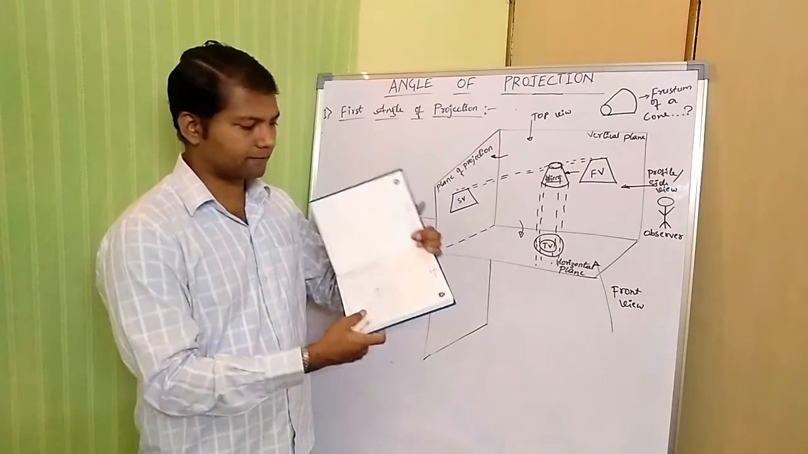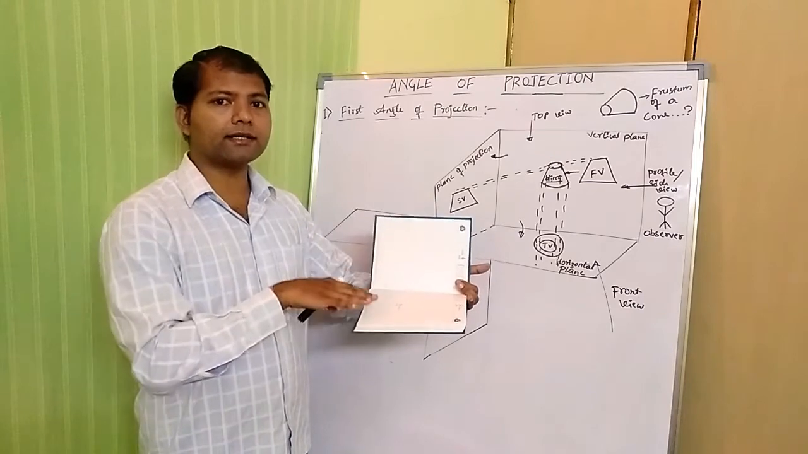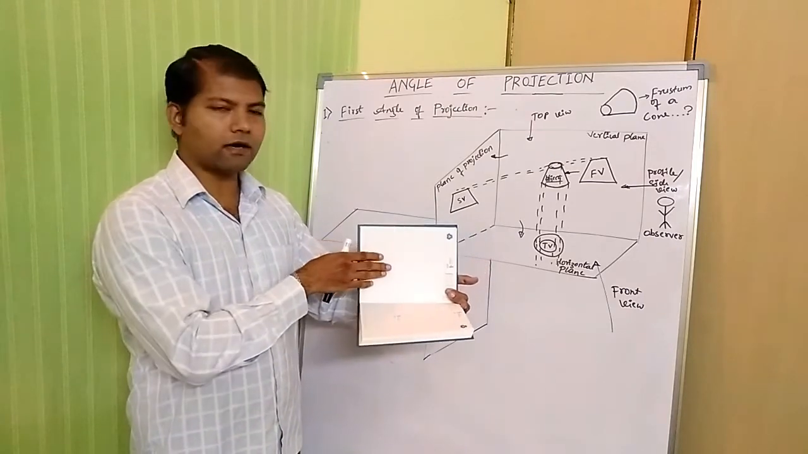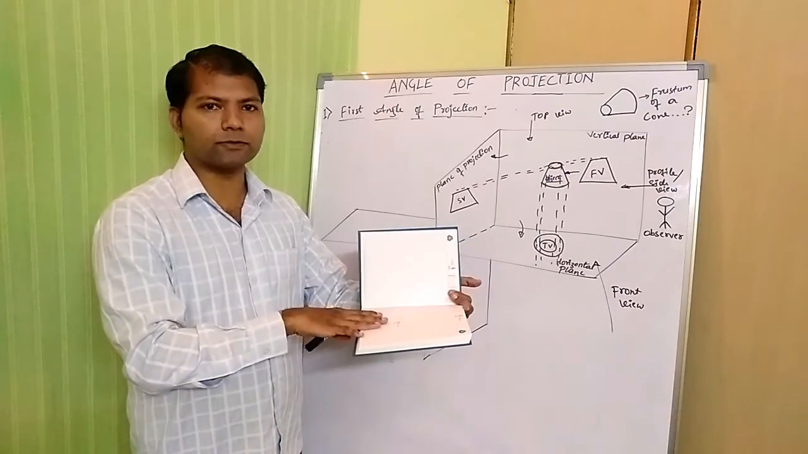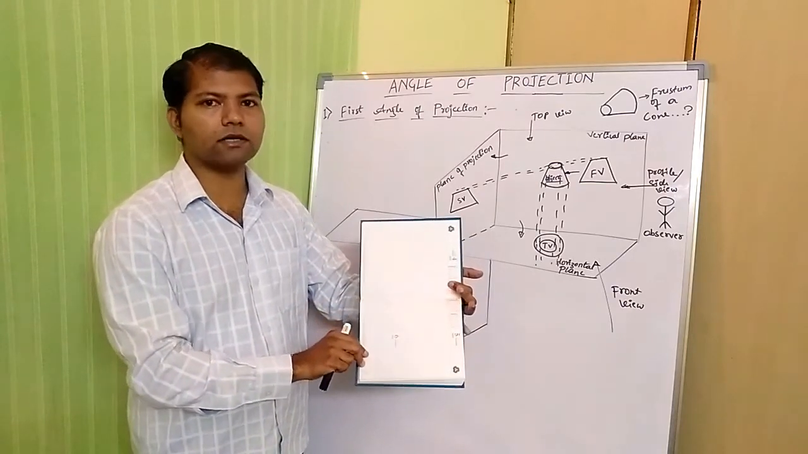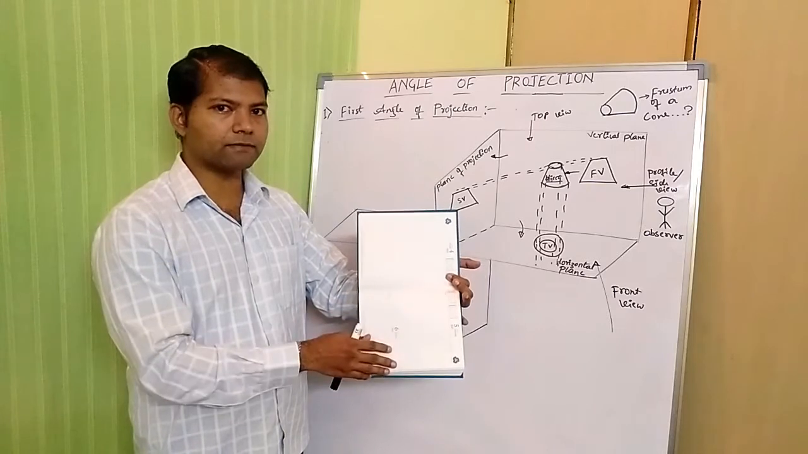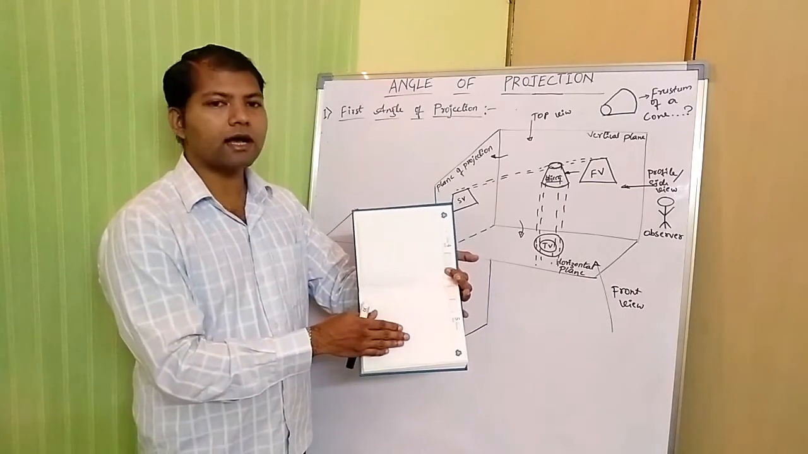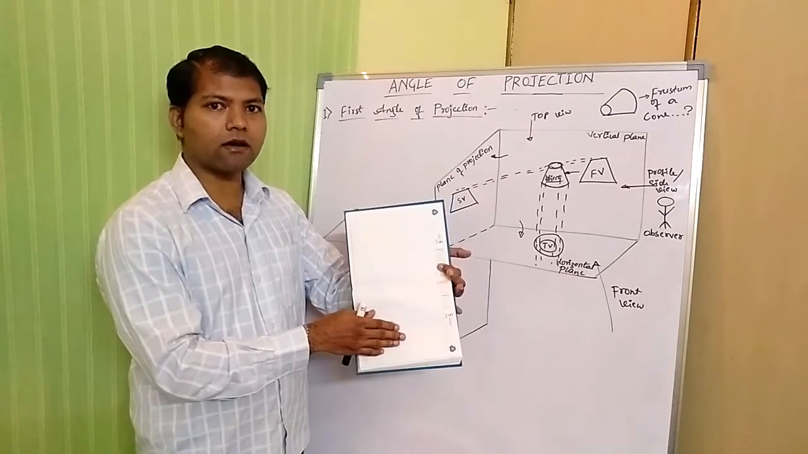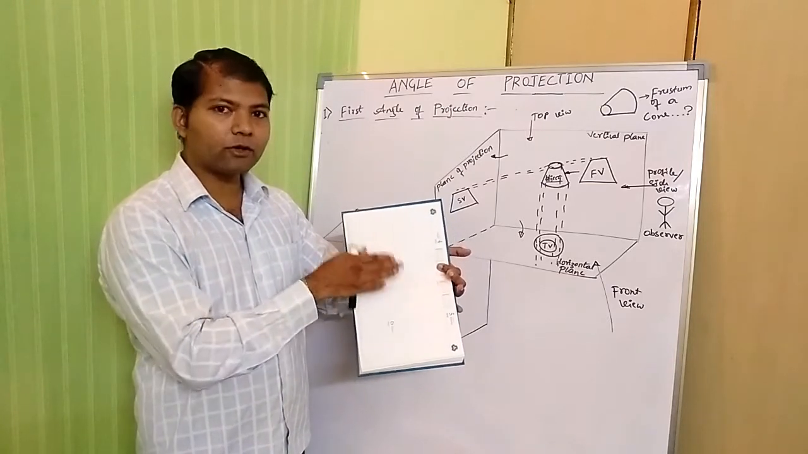Similarly, if you take the vertical plane and the horizontal plane, on the vertical plane the front view is placed, and on the horizontal plane the top view is placed. When you unfold the horizontal plane, it comes downwards, below the front view. The top view is projected on the horizontal plane, however it is below the front view.